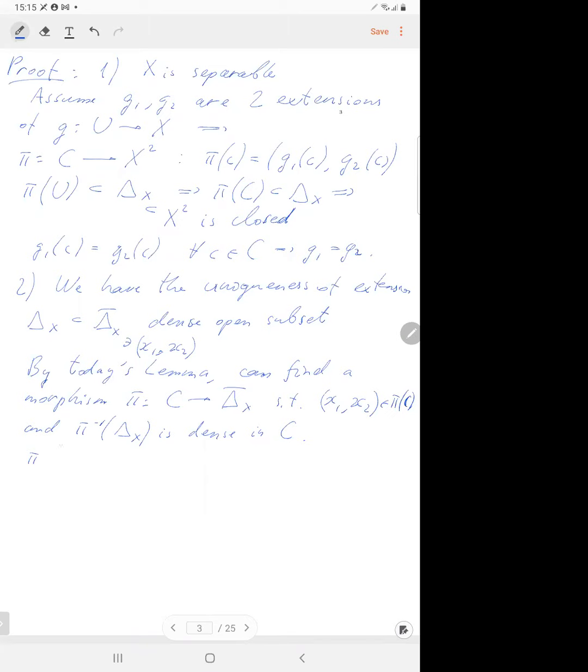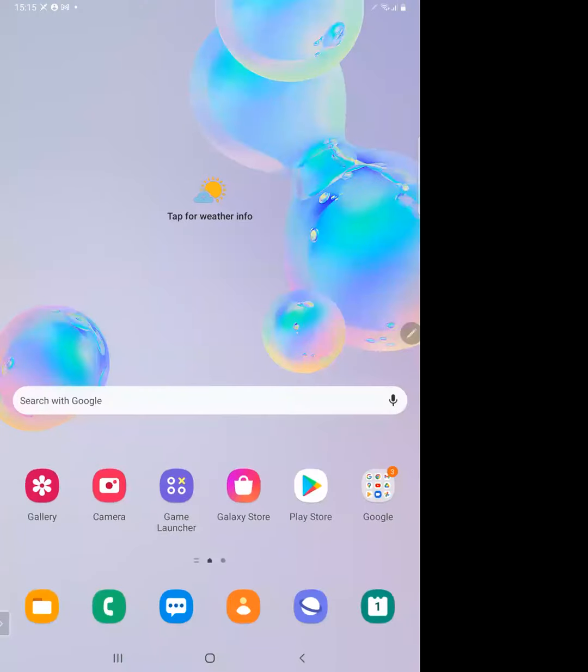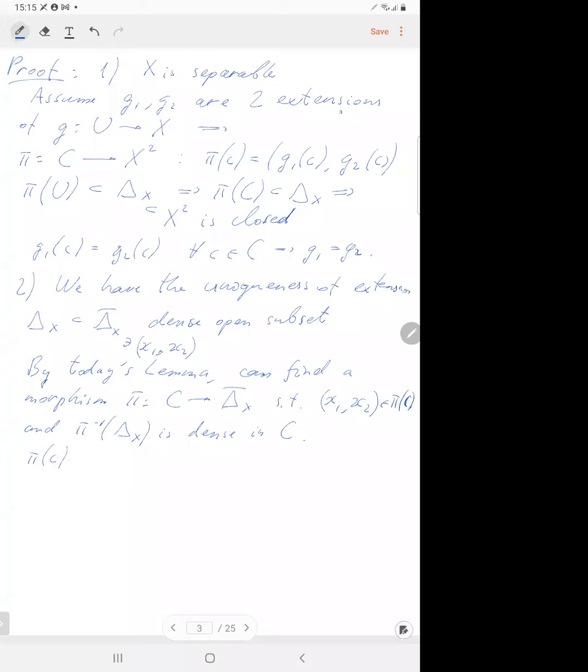Yeah, we were in the setting of this lemma, and for any curve C. Oh, here we are. So for any point of our curve, we have the images, G1 of C, G2 of C.